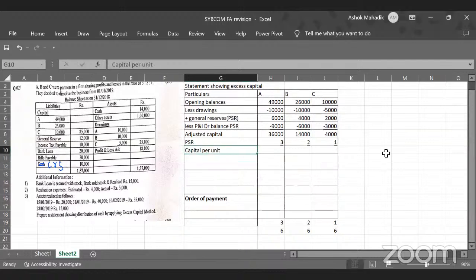Okay. How to get capital per unit? Adjusted capital divided by PSR of the respective partner. So 36,000 divided by 3. Same way, 14,000 divided by 2 and 4,000 divided by 1, 4,000. Clear? So lowest capital contributed is by C, that is 4,000 per share. Okay. Now let us see who has brought more capital. So now I'll write required capital.